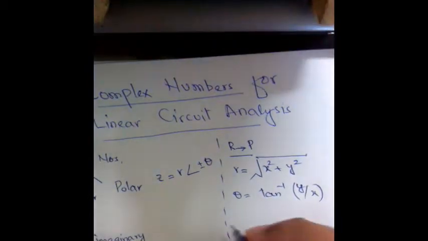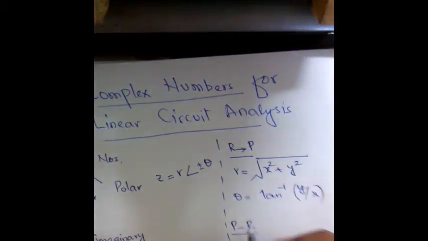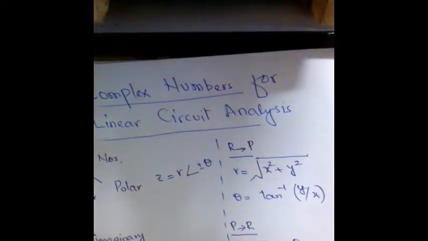And we can go back from polar to rectangular by putting x is equal to r cos theta and y is equal to r sin theta.